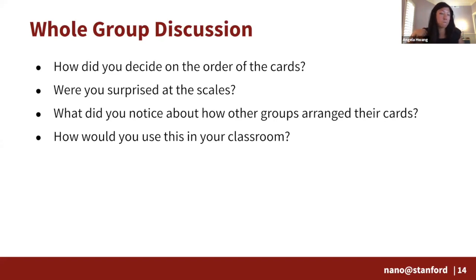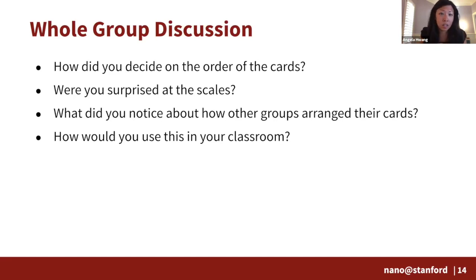But I guess maybe Krithika and or Jenny, I don't know if you want to mention how you use this in the classroom at all. But the biggest thing is just to understand the realm of sizes that we're thinking about.